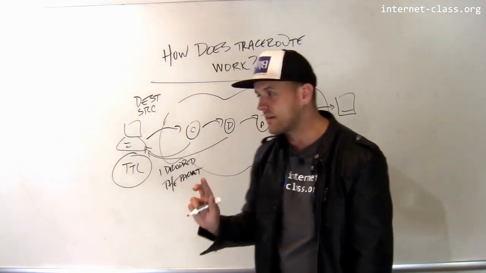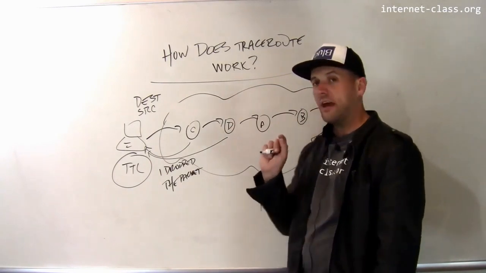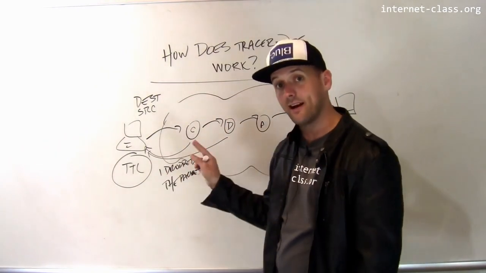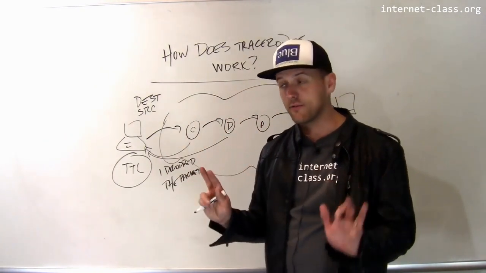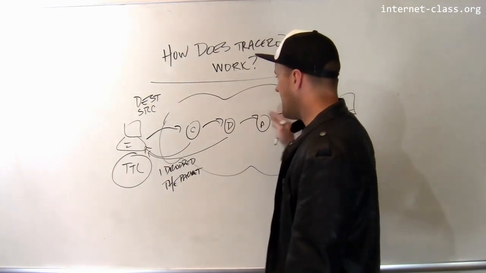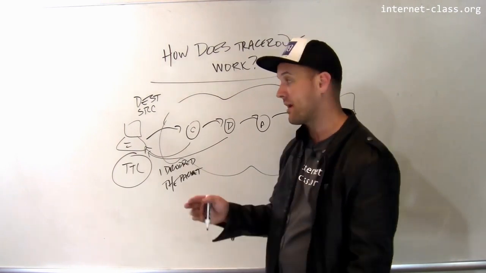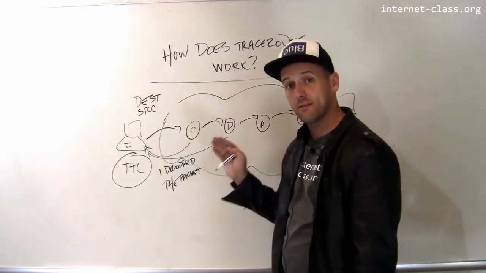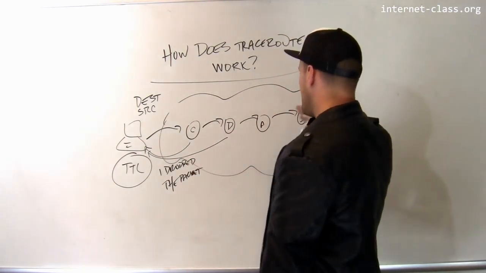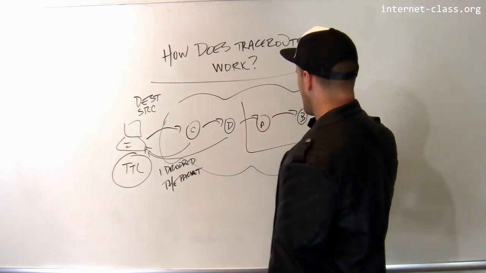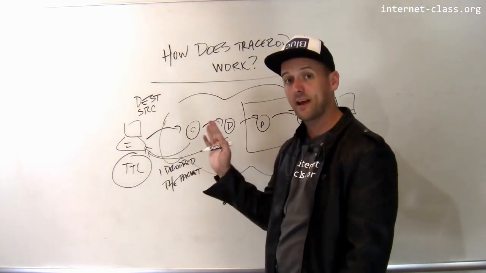Now there are some caveats here. One important thing is that these routers have to be configured to send these ICMP responses. Not all routers do that. The other thing is the network has to allow those responses to come back. So sometimes when you run a traceroute, you'll see that it stops at some point and then you don't get any more information. And the reason is certain networks block these types of packets.